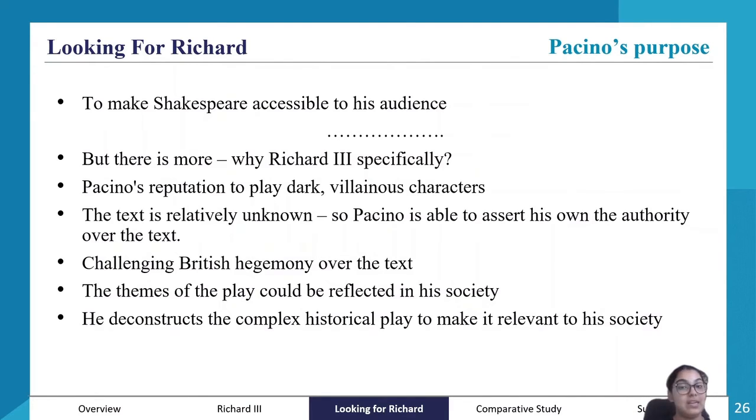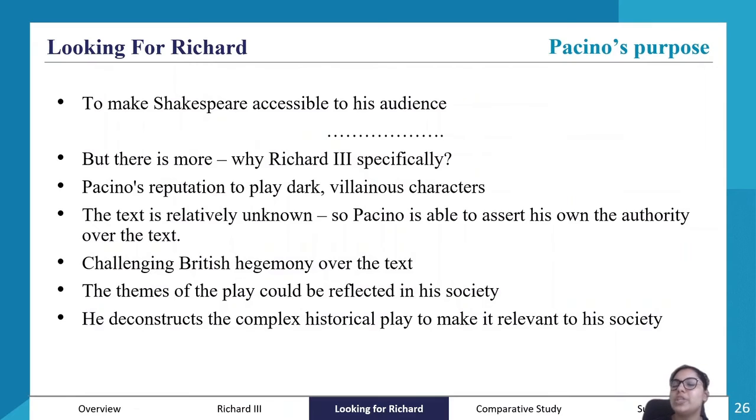So that is that. The next thing is the text is relatively unknown. There probably would be other staged adaptations, but it's a pretty unknown text. You would obviously have heard of Romeo and Juliet. Everyone's heard of Romeo and Juliet, I would say. Even Macbeth is super famous. Hamlet's famous, right? But Richard III is not a text that you would have known of before. We know Shakespeare, but Richard III wouldn't be one of those plays.